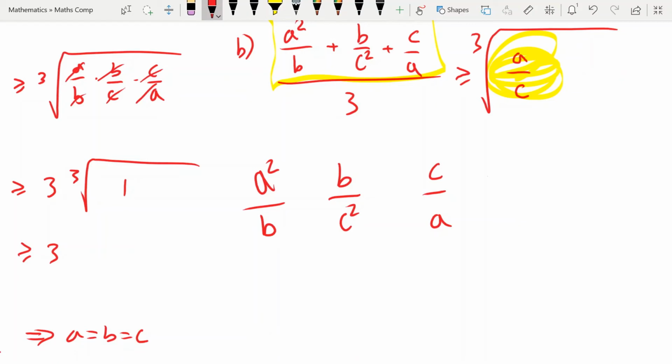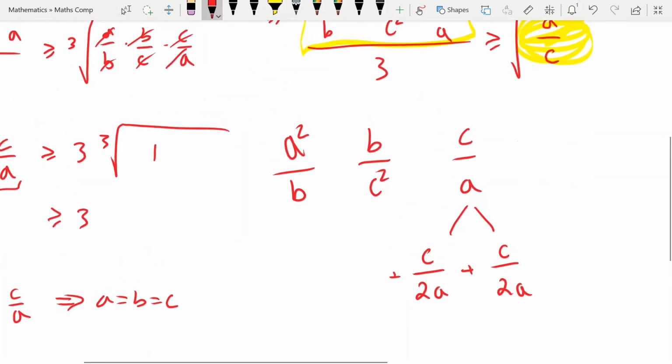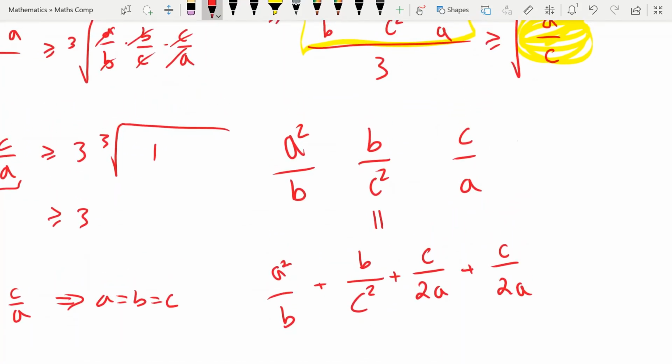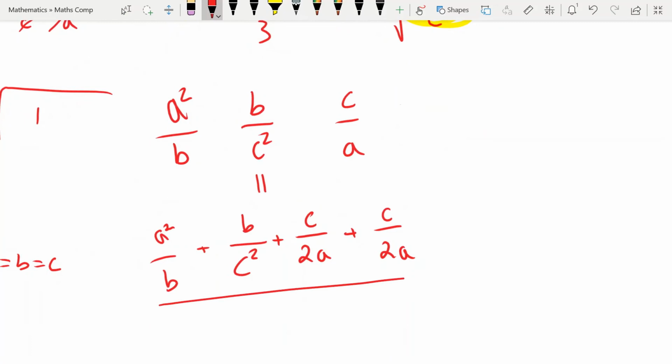If we play around with this term here, the C over A, we can say this is the exact same thing as C over 2A plus C over 2A, and then if we write this like this, C squared plus A squared over B, so now we've got a new expression which is exactly equivalent to this. So you can use these two interchangeably, but it just happens when you multiply through by this one, well, let's just do AMGM on this, you get the following.